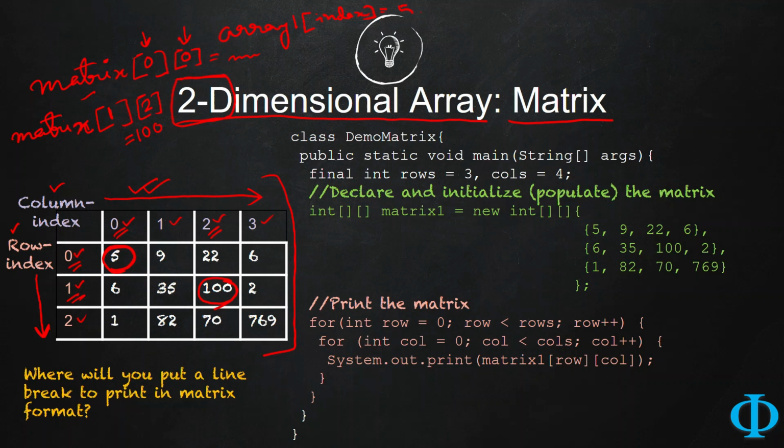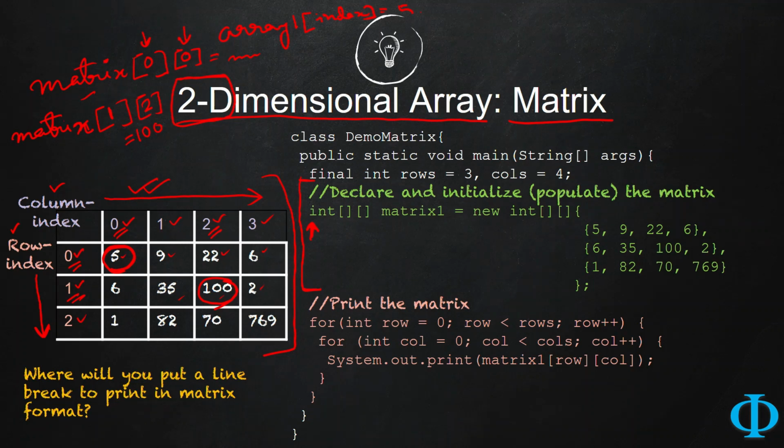Now let us look at the code, how you can actually declare and initialize a matrix. The exact syntax you can see in this part of the slide. Just like an array, first you have to define the data type of the matrix, that is, what type of data element you are going to store in it. As you can see in our matrix, we are storing whole numbers like 5, 9, 22, 6, 35, 100, 2, all are whole numbers. So that's why I have used int.